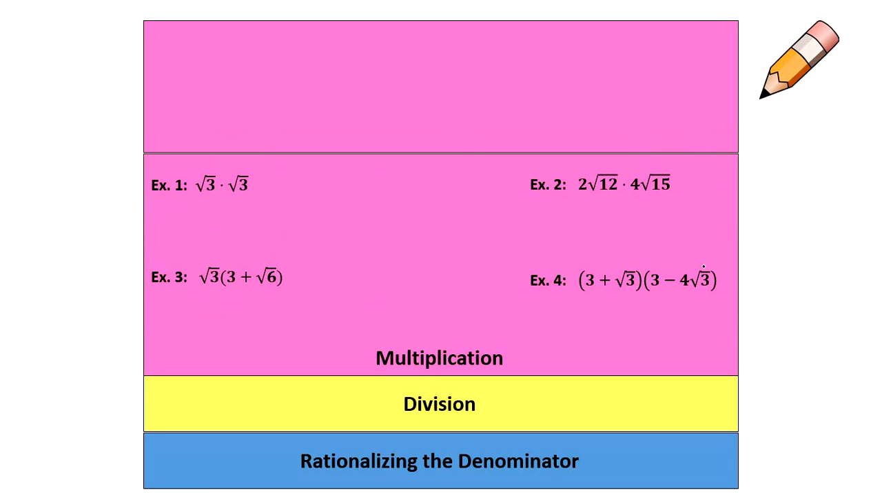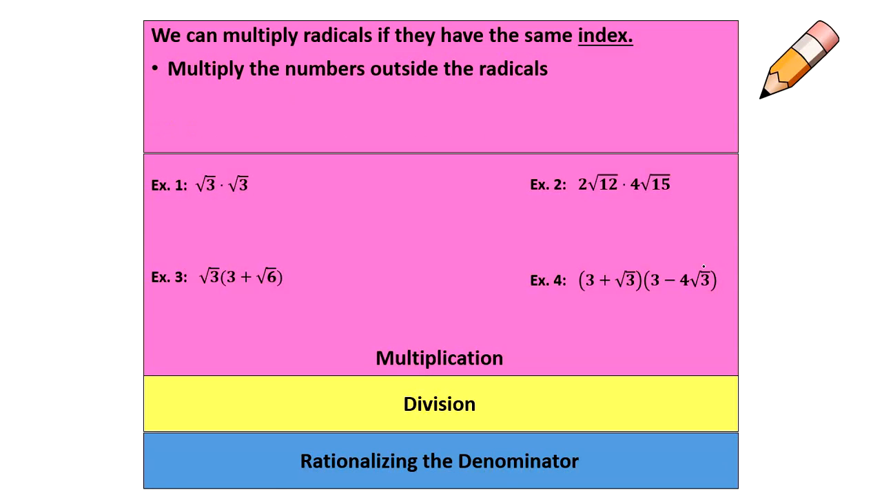Alright, what about multiplication? Multiplication is, you can only multiply if your radicals have the same index. In our case, in this class, all of them will have the same index. Then we're going to follow these steps. We're going to multiply the numbers outside the radicals. We're going to multiply the numbers under the radicals, aka the radicands. And then we're going to simplify, if we can.